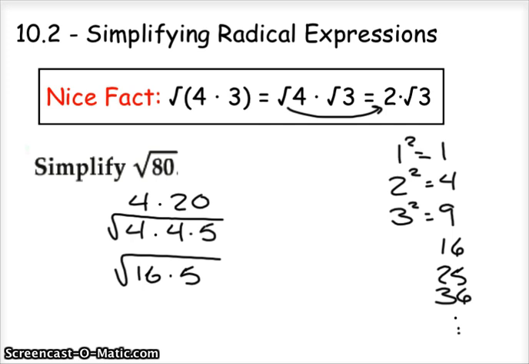And now I can use my nice fact. So the square root of 16 times the square root of 5. I'm just applying my square root to both terms individually. Now I can simplify the square root of 16. Remember, 16 is 4 squared. So the square root of 16 is simply 4, times the square root of 5.